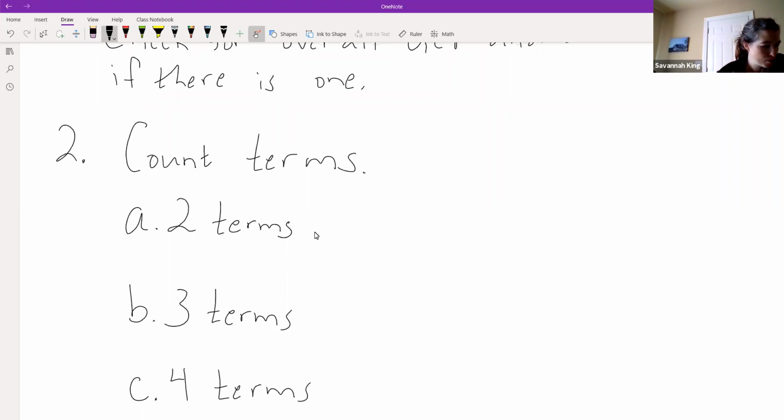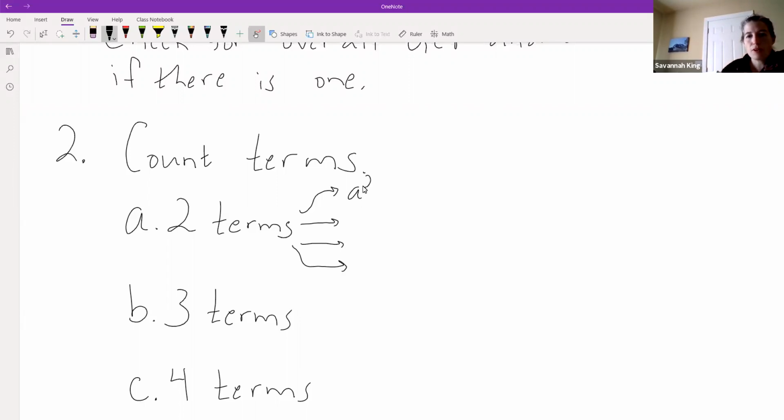2 terms. Yeah, trying to think if I want to organize myself the way they do. I want to add a little bit more detail. Okay. See if I can fit four things. Okay.